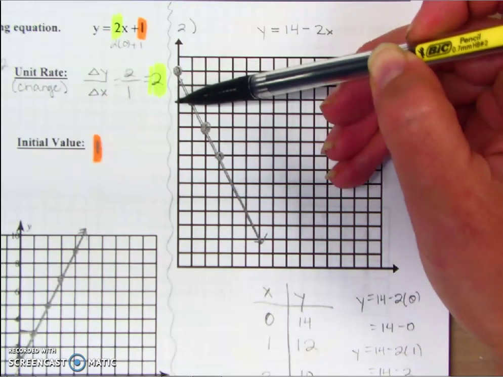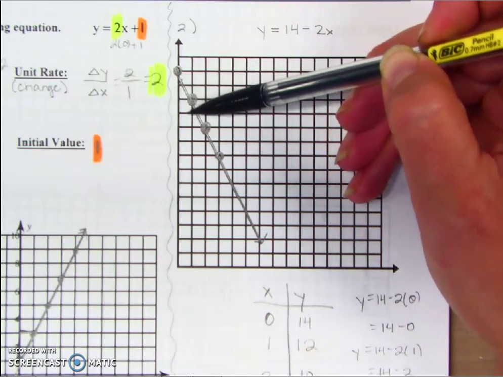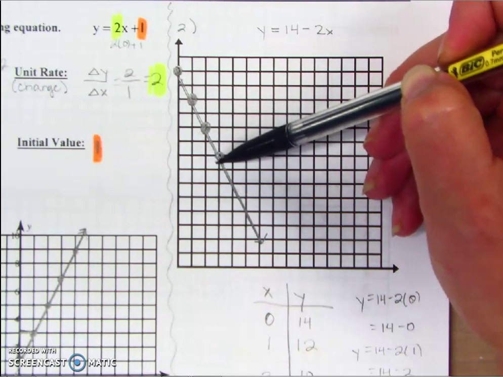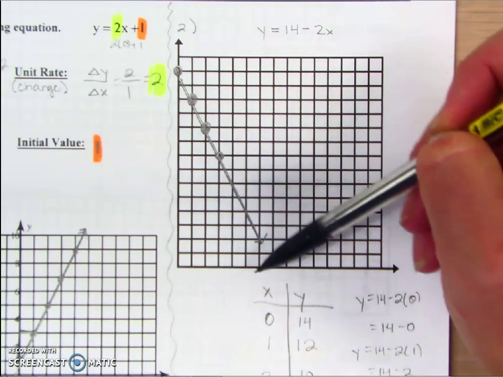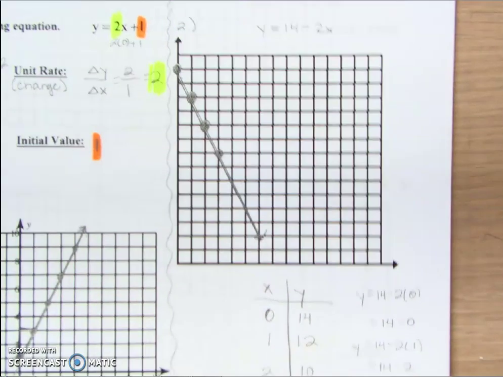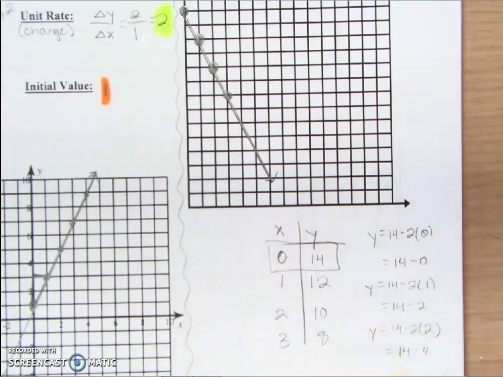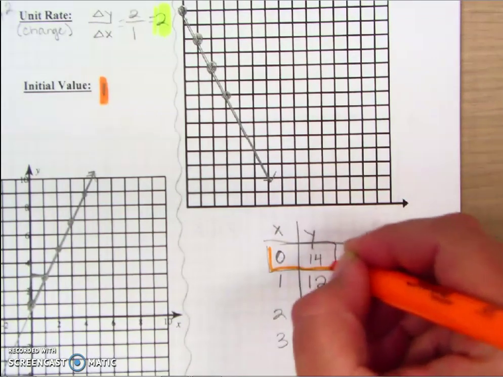So see this, down 2 for the y over 1 for the x, down 2 for the y over 1 for the x. Every time I'm moving down this line, it's the same thing. So here, our initial value is our starting point. It's where x is 0. So our initial value here is 14.